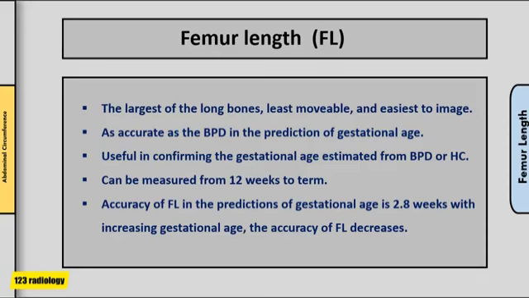Measurement of femur length should not replace that of biparietal diameter or head circumference as the sole predictor of gestational age. The femur can be measured from 12 weeks to term. It has been identified that the accuracy of femur length in the prediction of gestational age is 2.8 weeks. With increasing gestational age, the accuracy of femur length decreases.